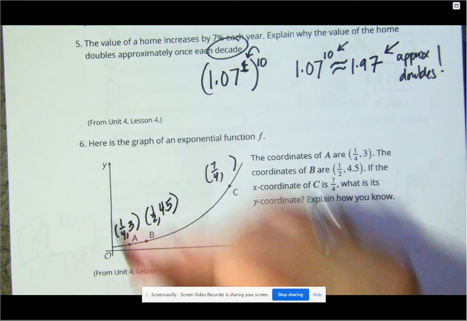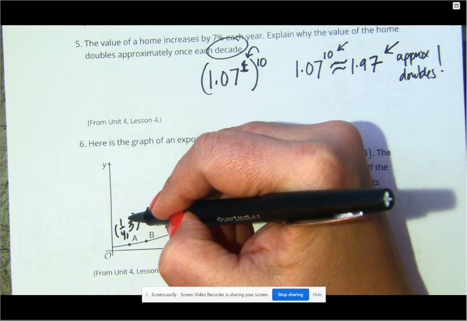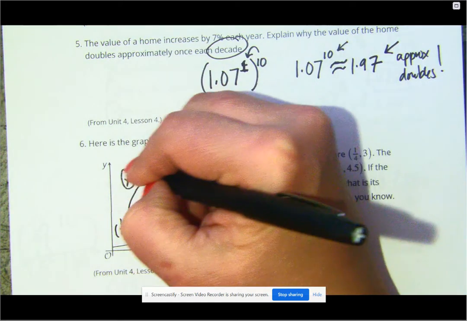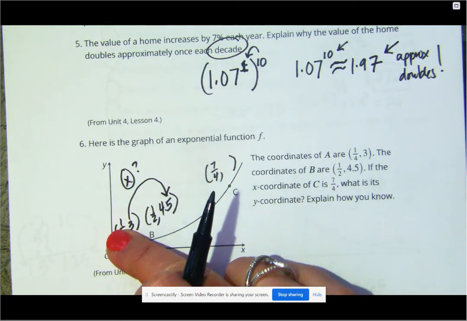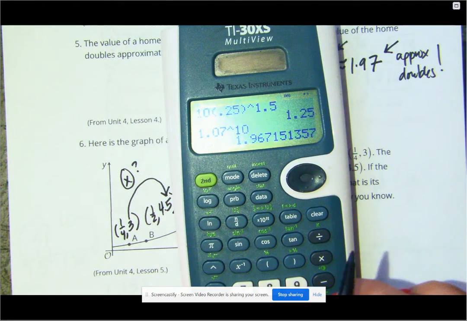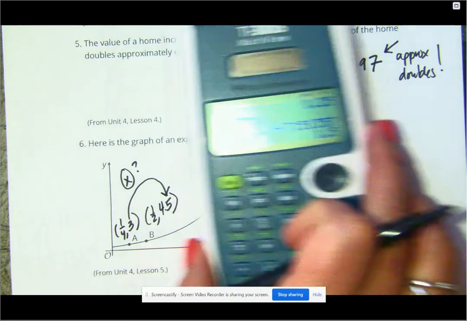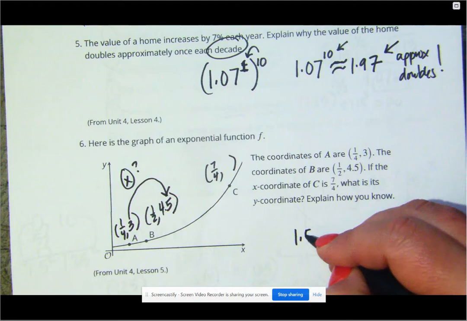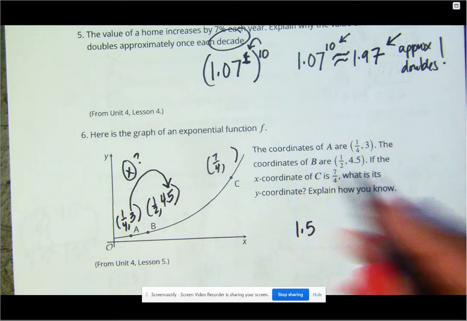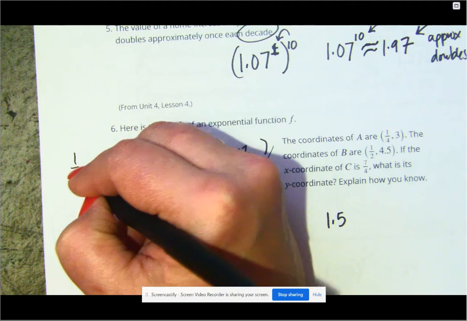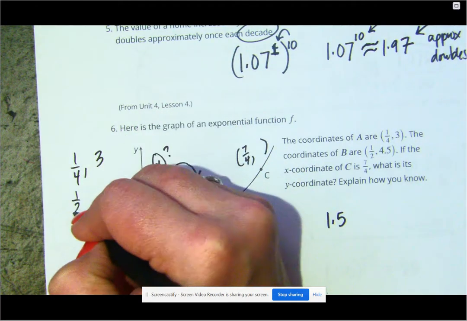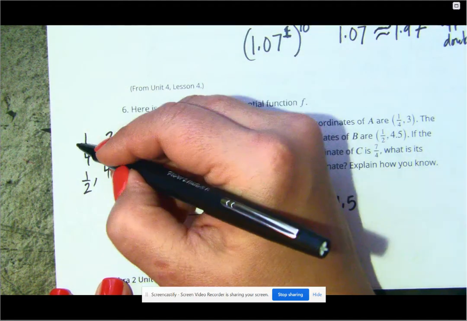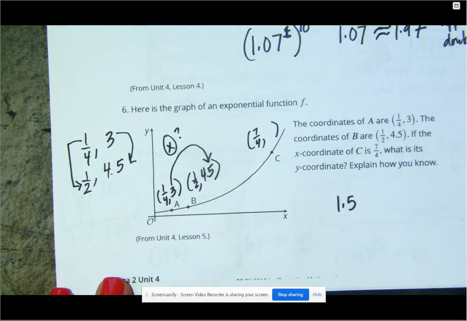Okay, so again, I'm going from 3 to 4.5. What am I multiplying by? If you don't know, take the number after and divide it by the number before. 4.5 divided by 3. The growth factor is 1.5. Now I might make a table to help make sense of this. 1/4, 1/2, 4.5. So that growth rate of 1.5 occurred over an interval of 1/4.